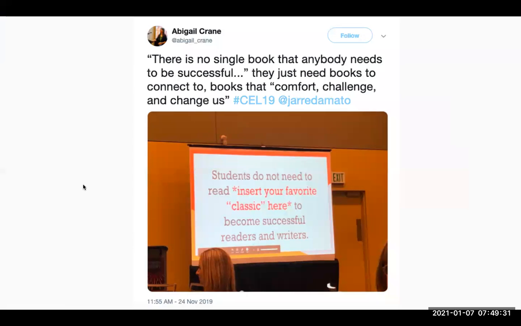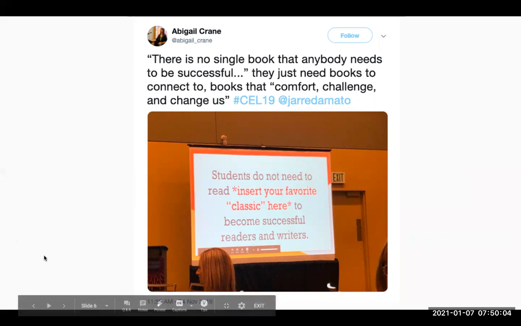In the fall of 2019, in November, I got to hear Jared Amato speak. He is the founder of Project Lit, and he reminded me that students do not need to read insert any classic novel here or any book at all to become successful readers and writers, right? Your students are going to be successful whether or not they've read War and Peace or To Kill a Mockingbird or whatever it is that we hold near and dear to us. And we have to be comfortable with that. We have to be ready to move away from that mindset of teaching novels to teaching skills.